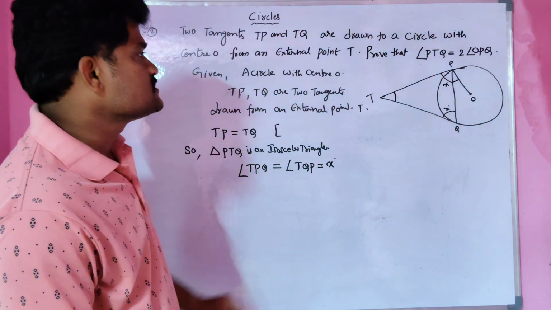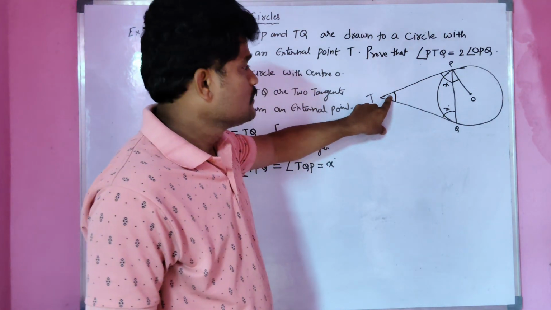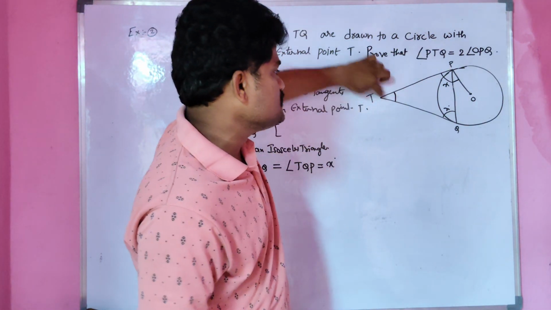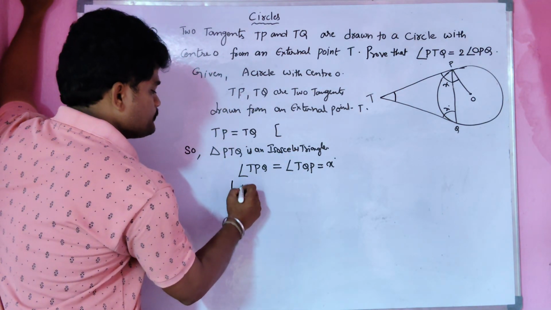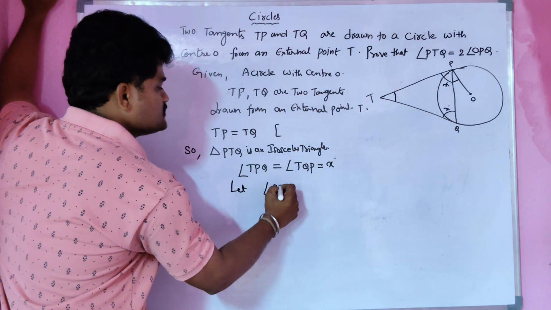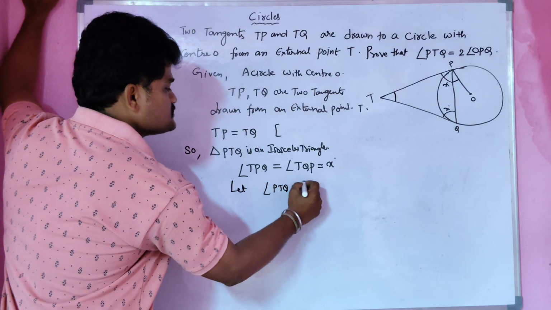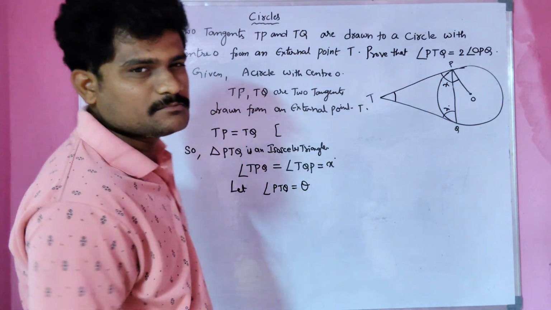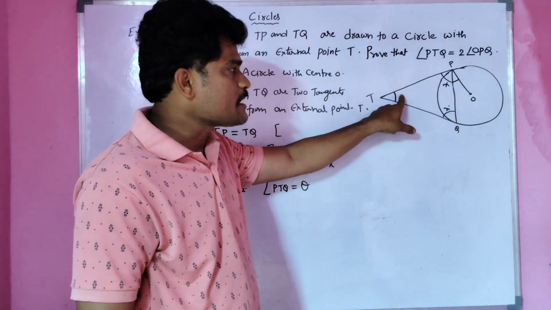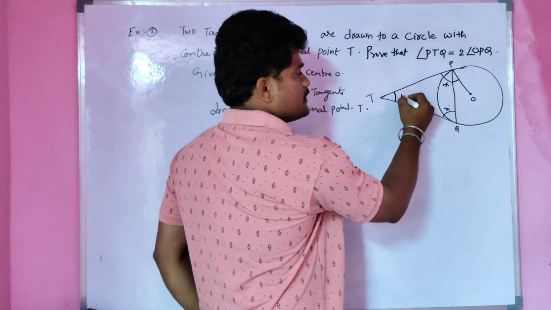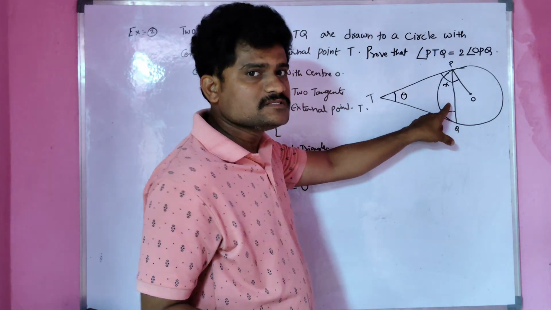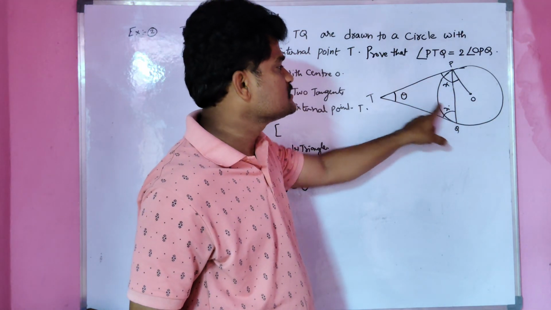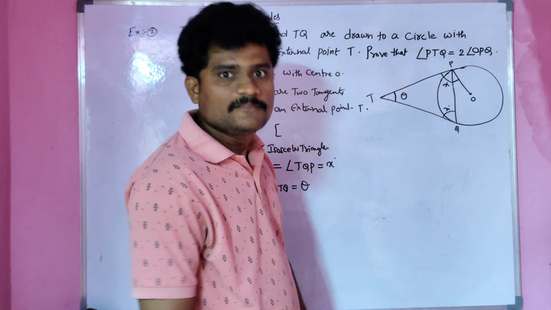And also this angle PTQ, I consider as theta, for simplification. So in this isosceles triangle, these two equal angles I consider as x degrees and x degrees, and this angle I consider as theta.